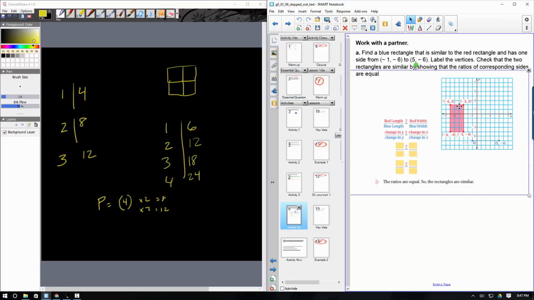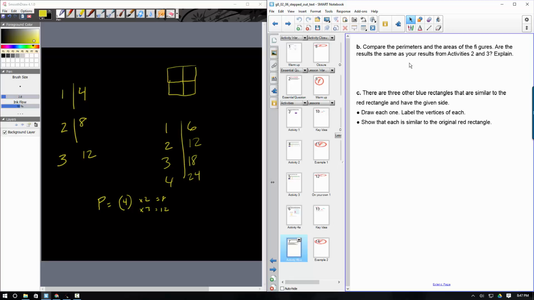Then we have to figure out my other 2. So if I look here, it's got to be 1, 2, 3. So I'm going to make this also 1, 2, and 3. And I put a dot here and a dot over here. And now it would be a similar rectangle. It says compare the perimeters and areas of figures and explain the results.